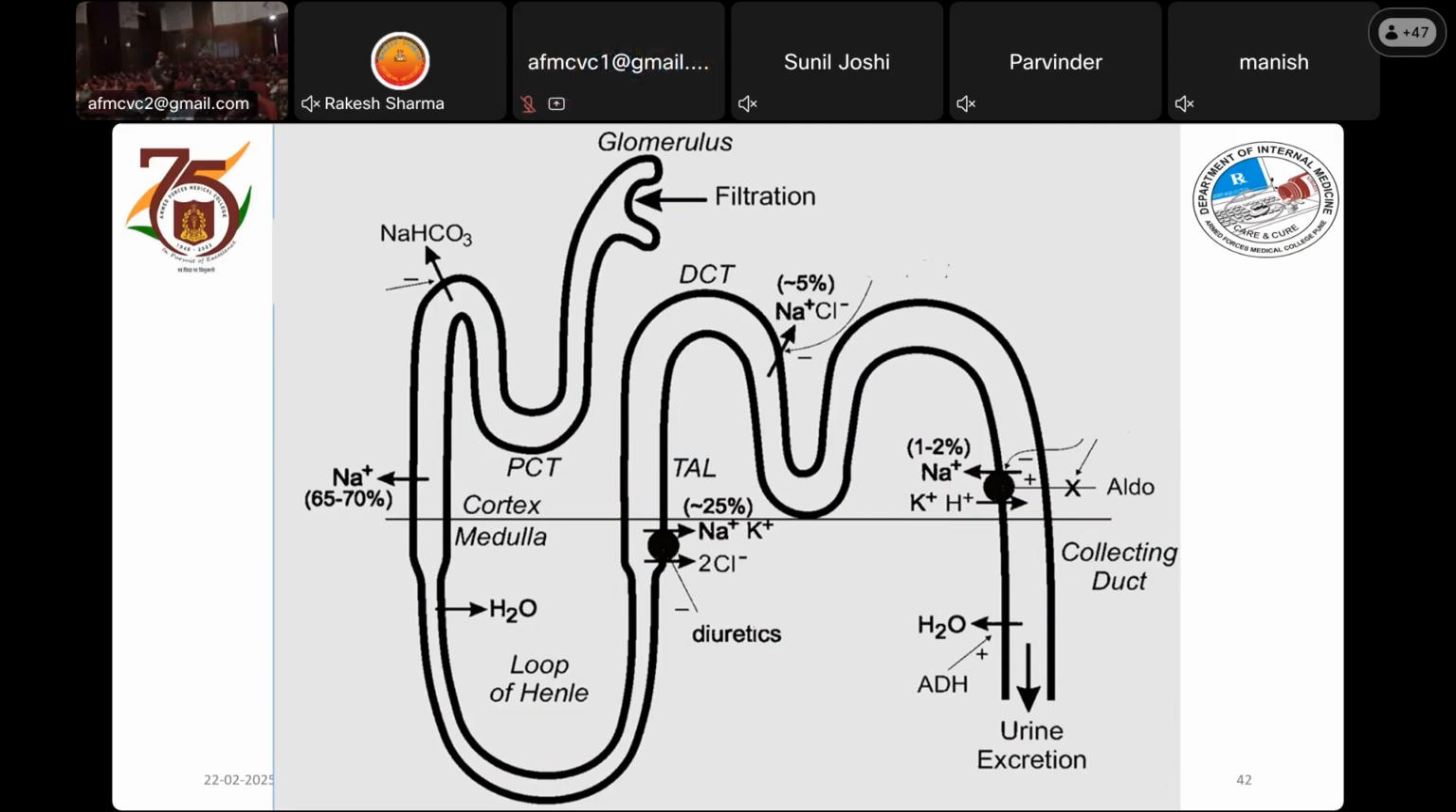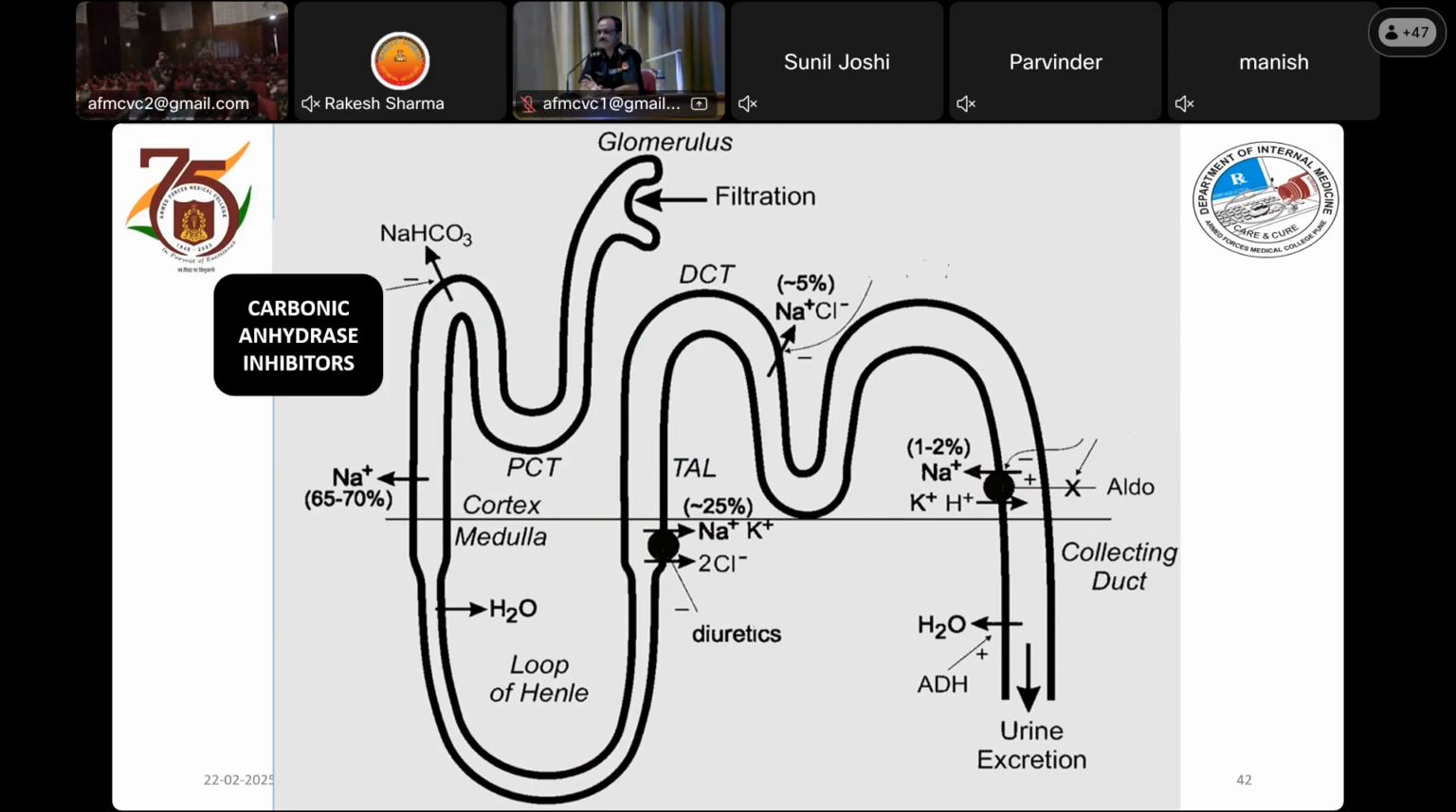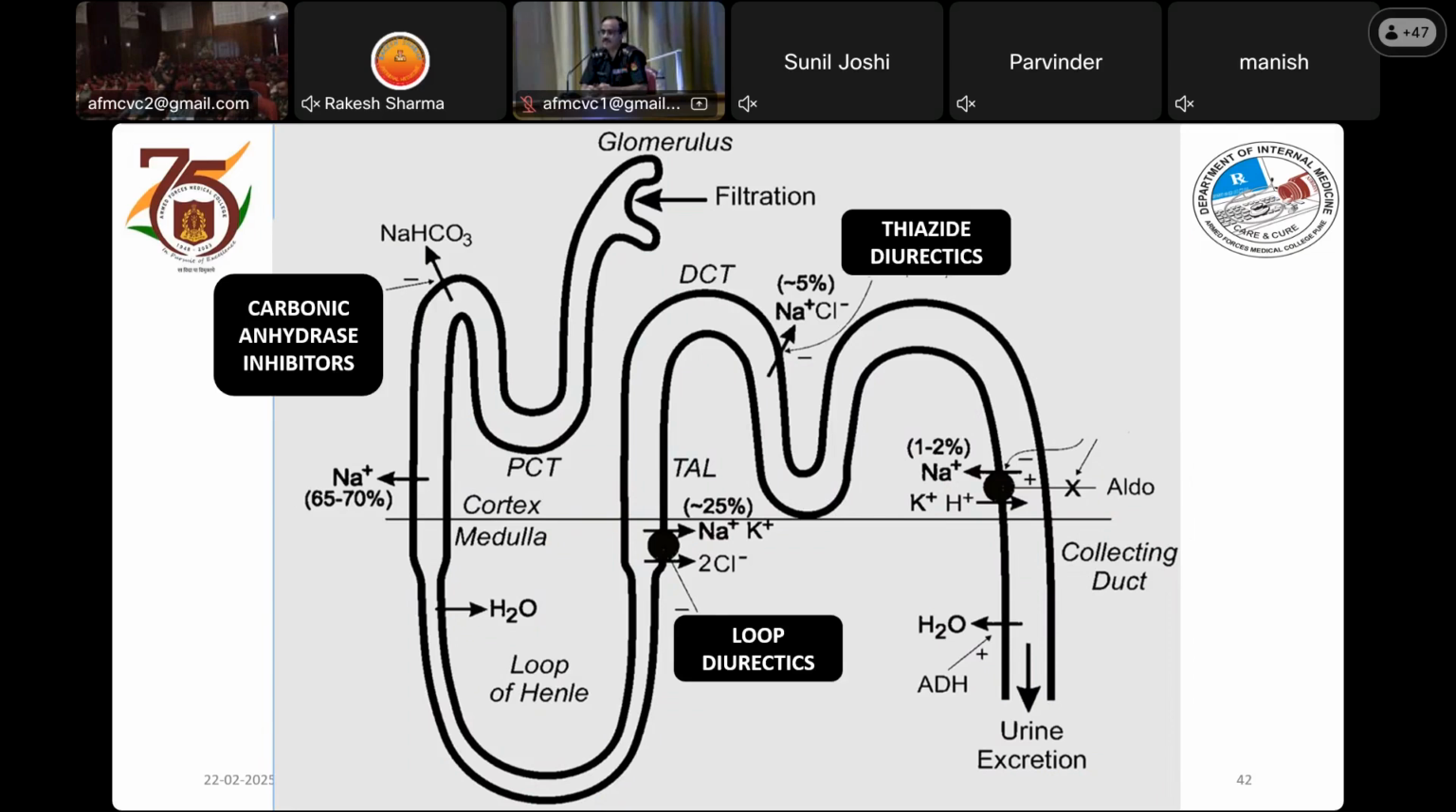And at the collecting ducts, we can use spironolactone. ENaC channels are also there, where amiloride or triamterene can be used. There is one more diuretic which is not mentioned, not used by us often, but can be used. Mannitol, used in neuro.